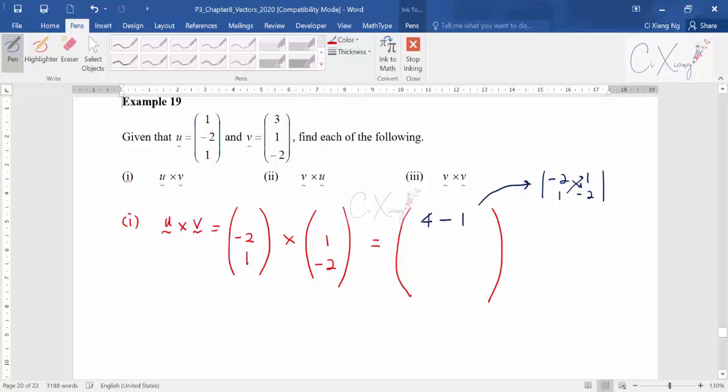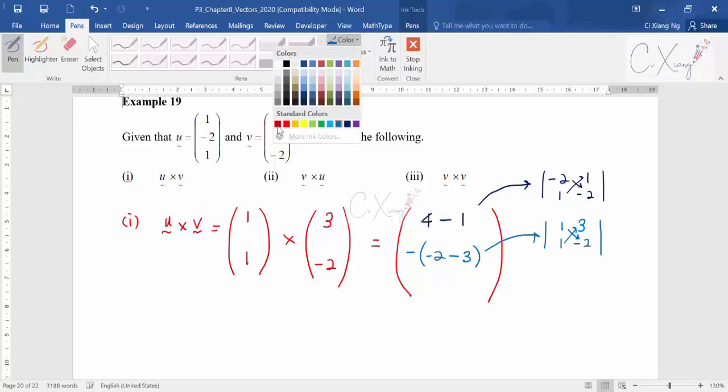Alright, after that, for the second number, you need to cancel off the y component. So from here, you will see that you have the numbers 1, 3, 1, -2. So you need to put a negative for the y component in front. Then 1 multiplied with -2, you get -2, minus 1 multiply with 3, you get a 3. Okay, so this is how you get the second number here.